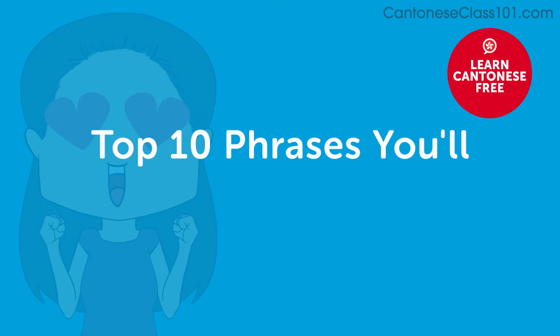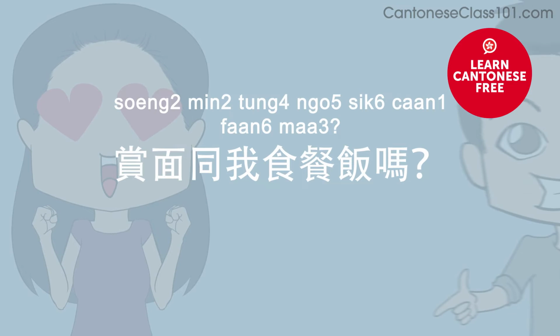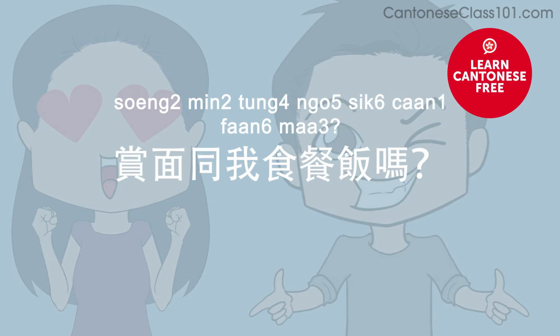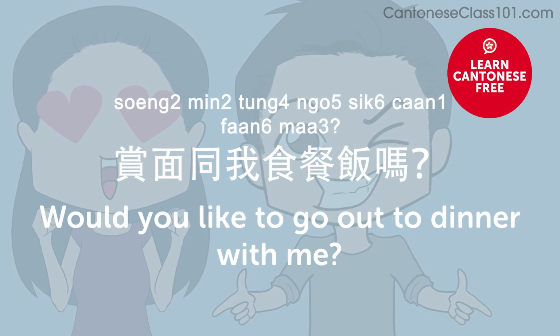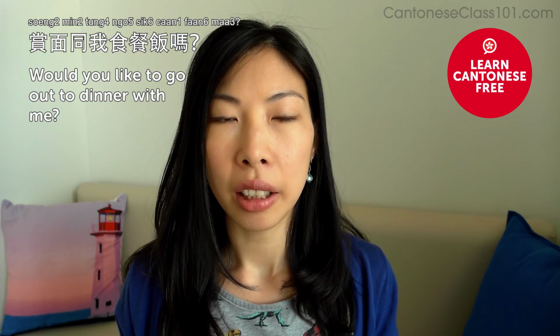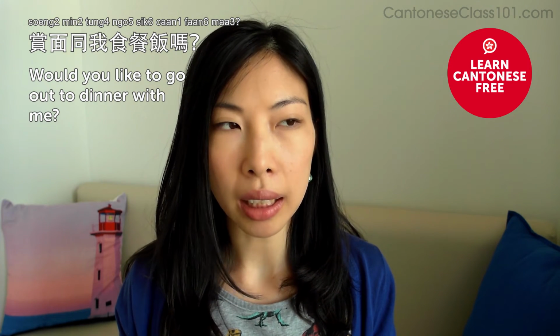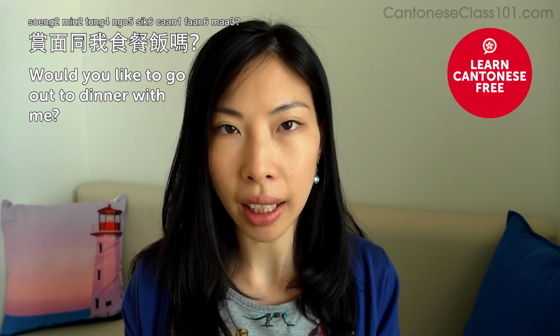Top 10 phrases you need for a date. 想面同我食餐飯嗎? Would you like to go out to dinner with me? The first phrase is 想面同我食餐飯嗎? Would you like to go out to dinner with me? 想面同我食餐飯嗎? So 想面 literally means to do the honor of or to give me your free time.